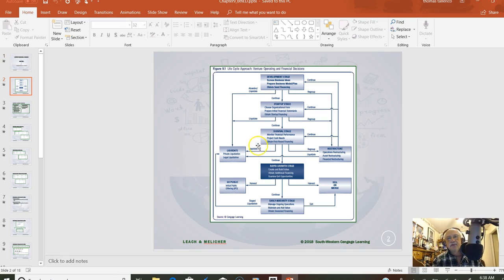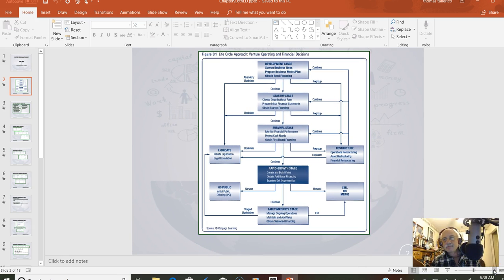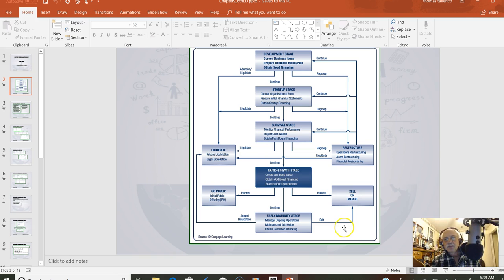All right, if you look at this slide here, let me see if I can make this a little bigger. We're going to cover the rapid growth stage in this. Each chapter highlights the section we're doing. So we're going to look at, of the seven, the rapid growth stage, right? We'll look at that with regards to projecting financial statements.